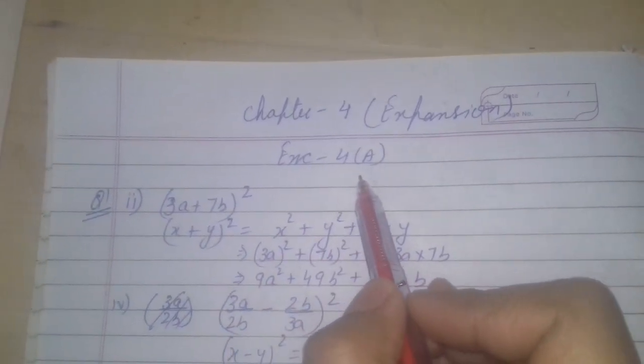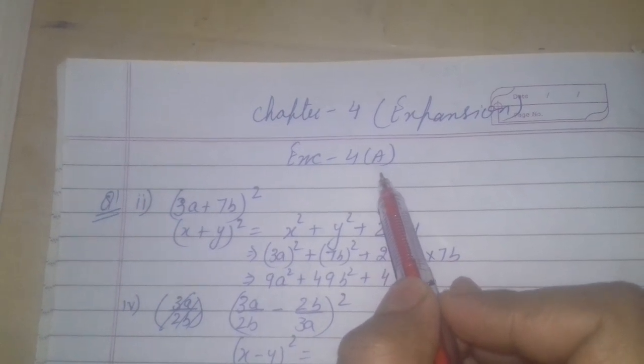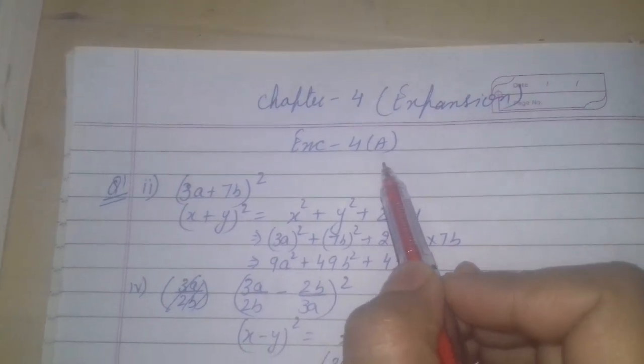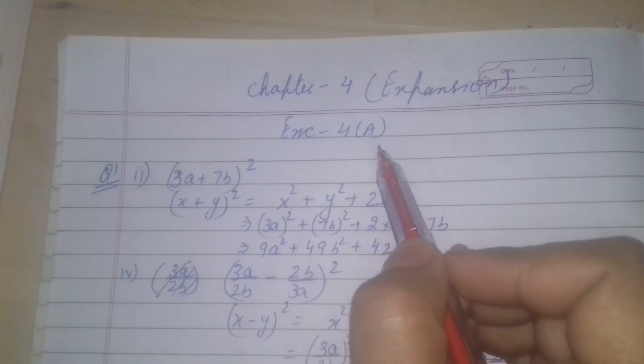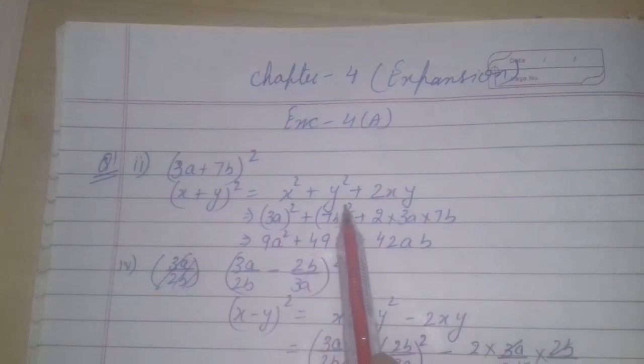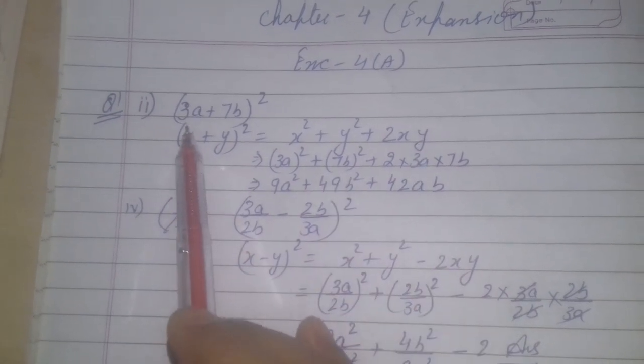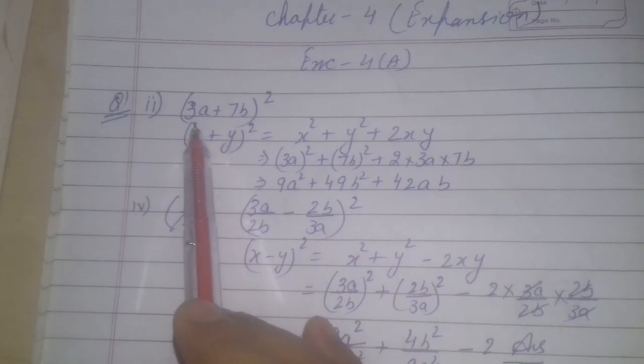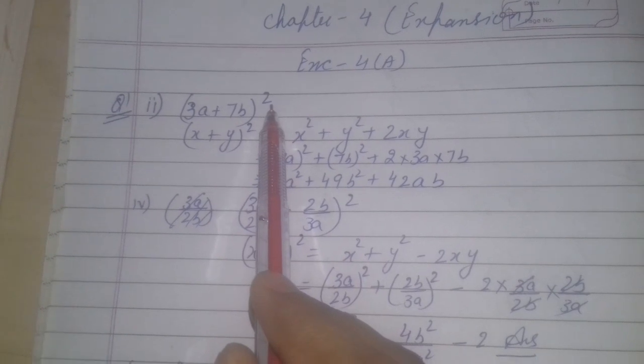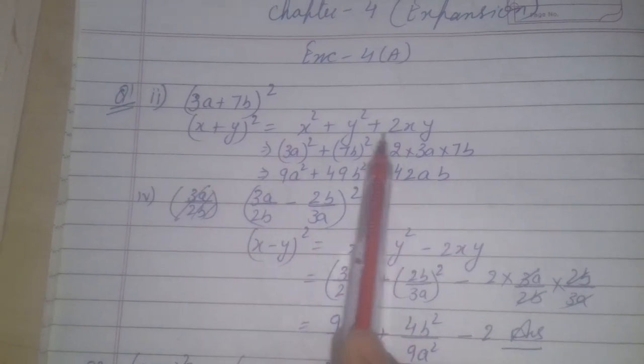So let's start with exercise 4a. Children, all of you are familiar with the identity (a plus b) whole square. That is equal to a square plus b square plus 2ab. So your first question is find the square of. So this is second part, (3a plus 7b) whole square. So apply the identity and compare it.